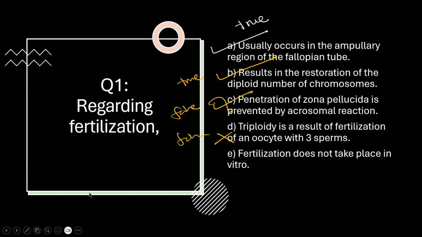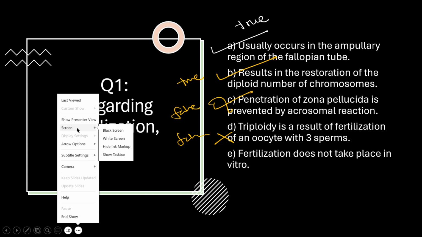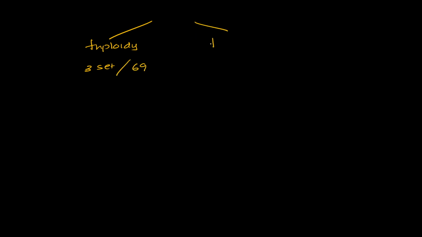Now, if you look at this, triploidy, most of the time what students usually get confused with is trisomy. Triploidy is a condition where you see 3 sets of chromosomes, so ideally 69 chromosomes in total. But trisomy is a condition where there is non-disjunction of a single chromosome and you get a triplet of a chromosome at a certain location. For example, in Down syndrome, there is trisomy of the 21st chromosome.